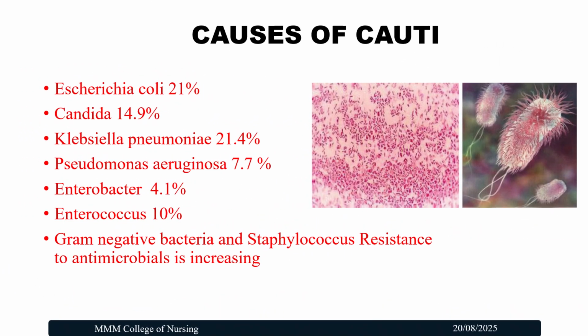What are the causes of CAUTI? E. coli 21%, Candida 14.9%, Klebsiella pneumoniae 21.4%, Pseudomonas aeruginosa 7.7%, Enterobacter 4.1%, Enterococcus 10%. Resistance of gram-negative bacteria and Staphylococcus to antimicrobials is increasing.